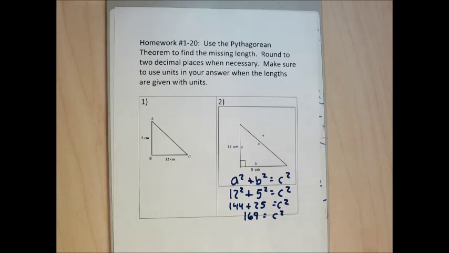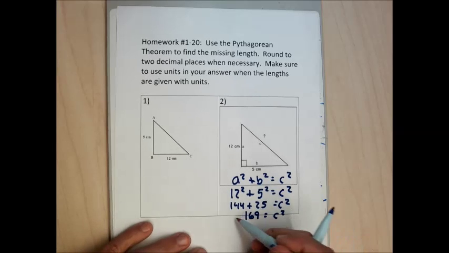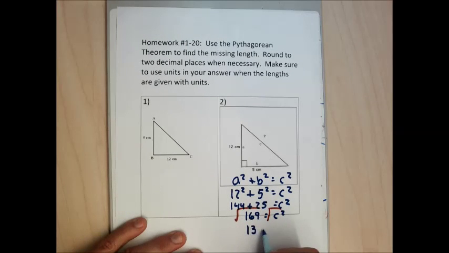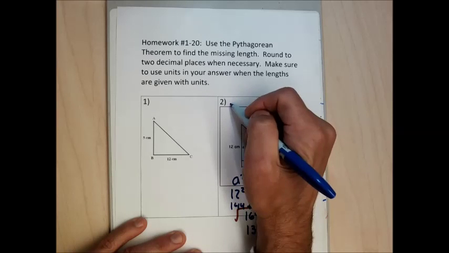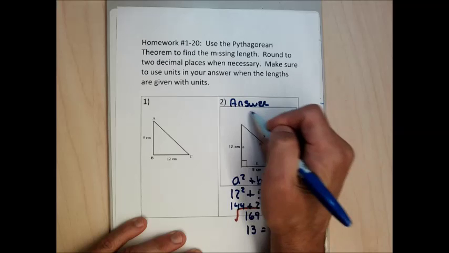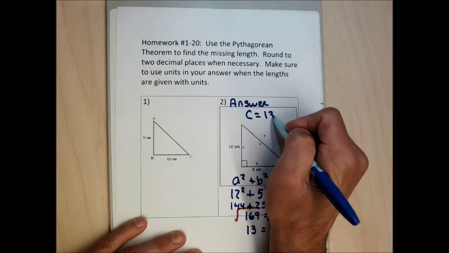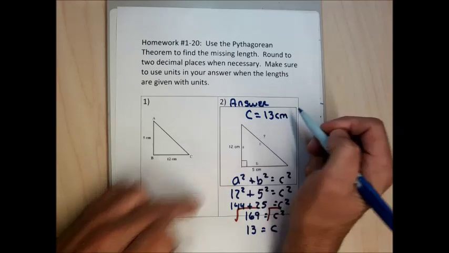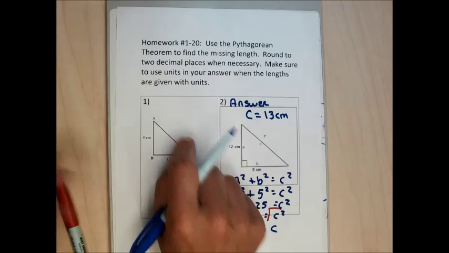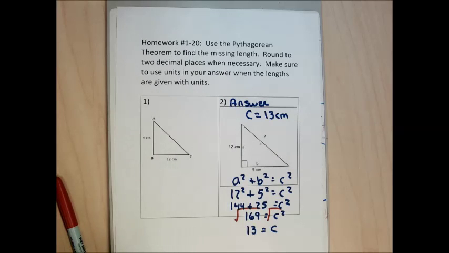This gives me 169 equals C squared. And then I square root both sides. This is going to give me 13 equals C. My answer needs to have the units. My answer to number 2 is going to be C equals 13, and my units are going to be centimeters. That should be exactly the same answer that you're going to get for number 1, because your missing side doesn't have a name on it. You might as well name it C, because that seems to be the appropriate name.